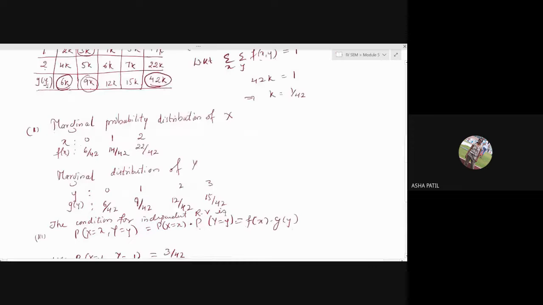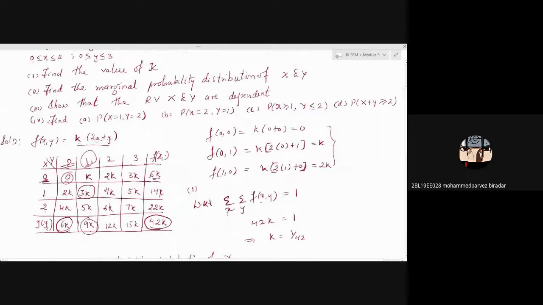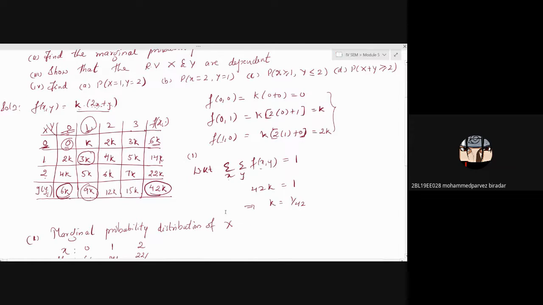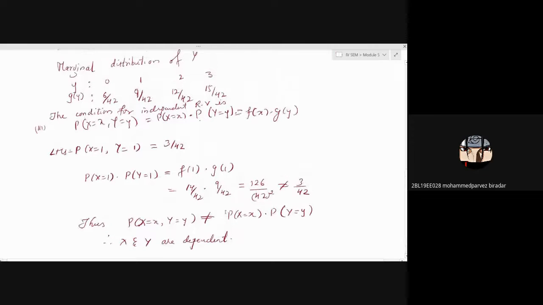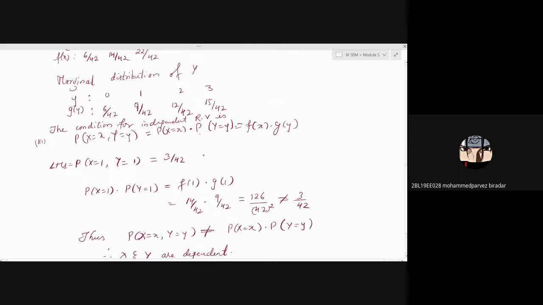The next question, what is it? Madam, 42 times 3 is 126. 42 times 3 is cancelled there, then we will get 3 by 42 there. Are you getting 3 by 42? Yes, ma'am. Then go for another value. Go for another value. That's what I told, sometimes it may obey.